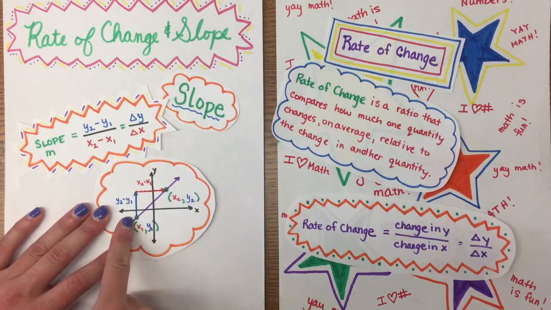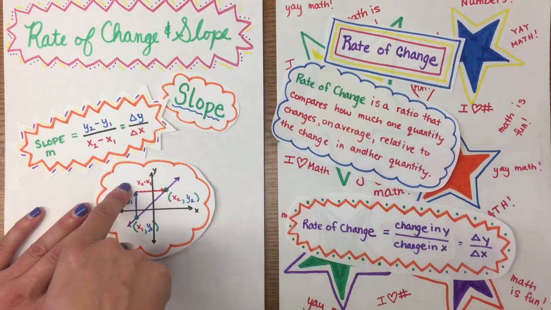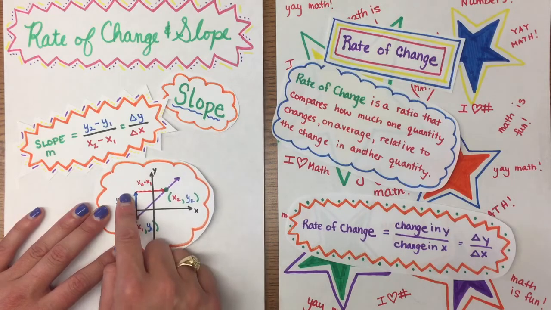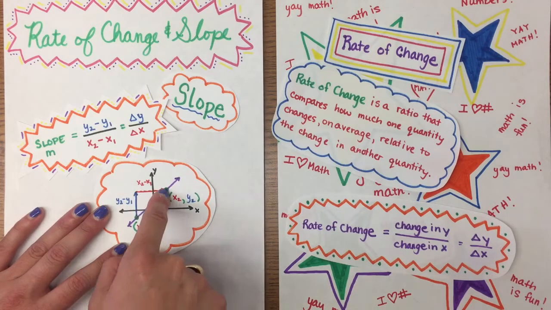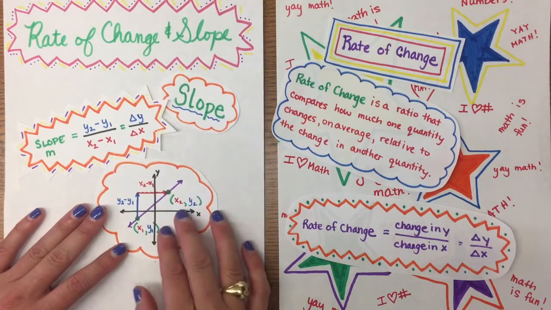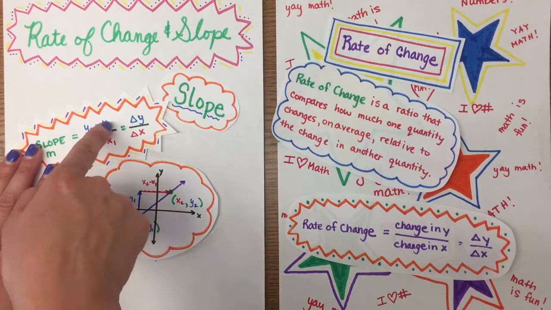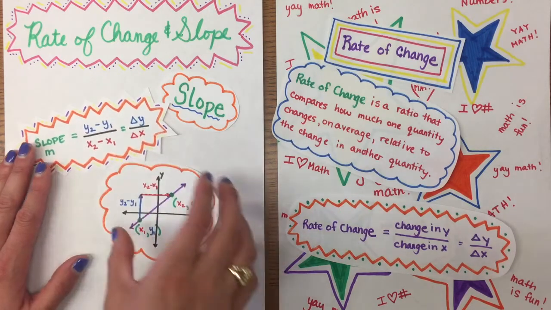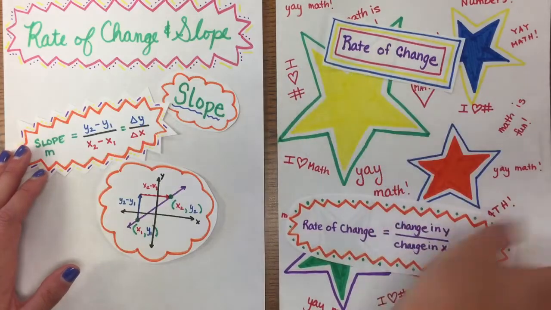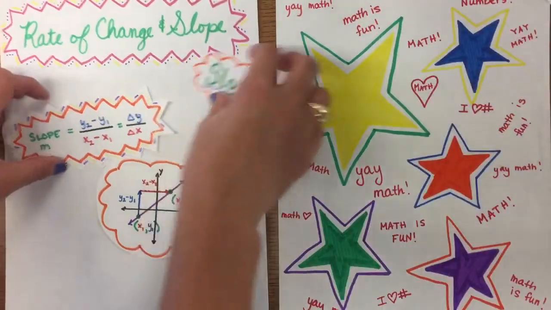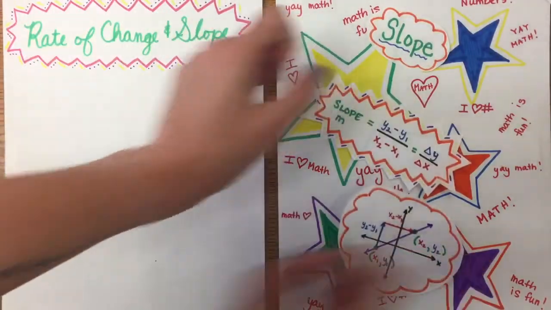We have to remember that positive rise goes up and positive run goes to the right. In order to keep this straight, you want to make sure that you have ordered pairs stacked. So we want y2 over x2 and y1 over x1. So in this video, we are looking at slope.